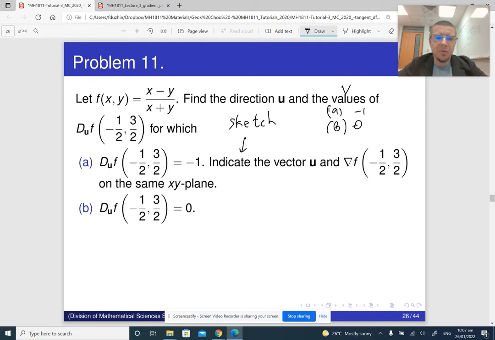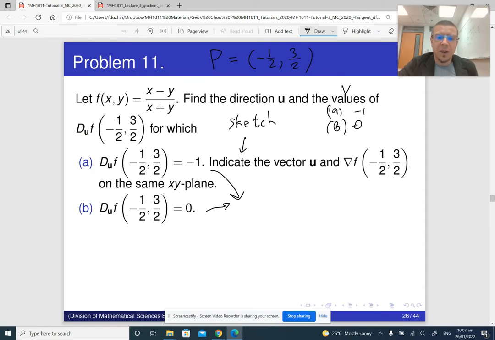Notice that in both parts A and B, the point at which we are evaluating the directional derivative is the same. Let's say P is (-1/2, 3/2). So in both parts it is the same, which means that essentially we just need to find the gradient vector at that point, right? Notice that again, Duf is the dot product of nabla f and u. In order to do any calculation with it, we first need to find the gradient vector.